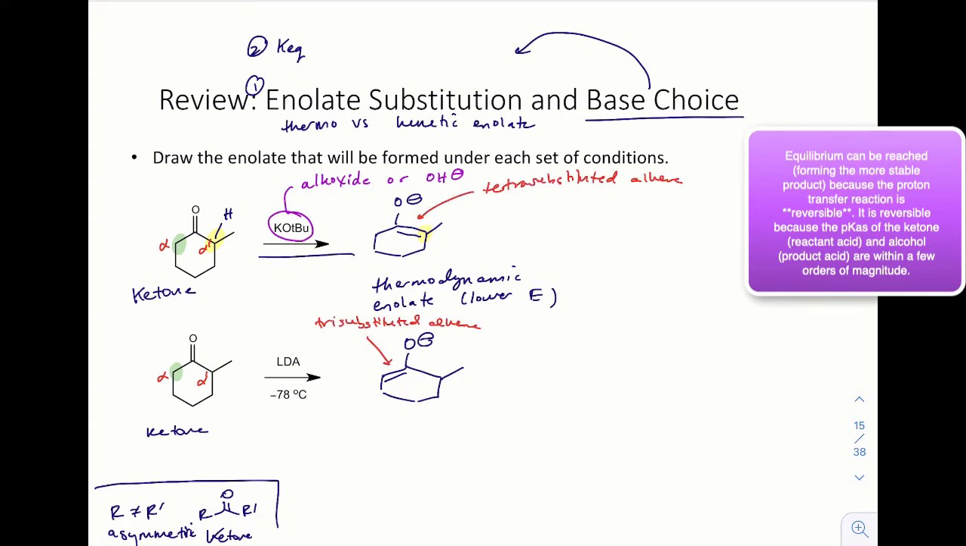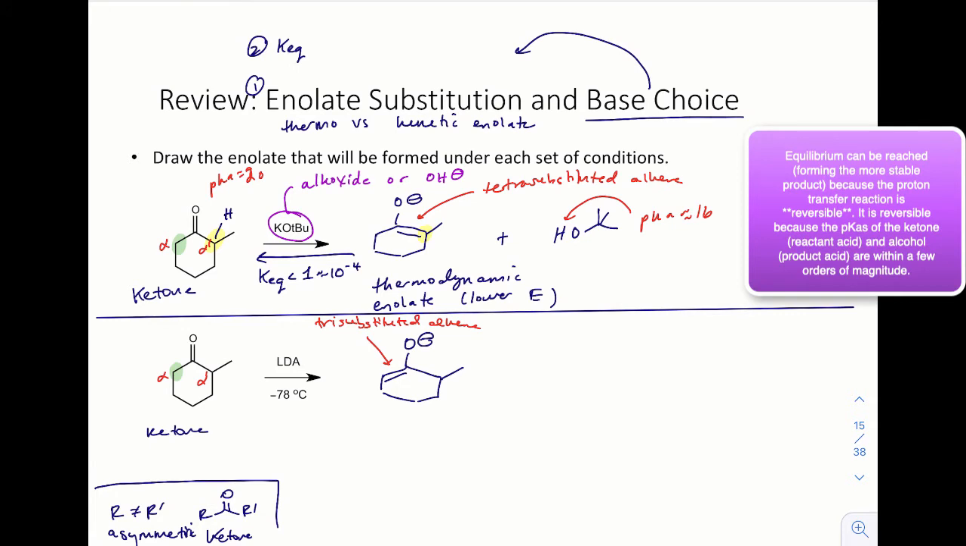However, the equilibrium constant for forming this thermodynamic enolate is certainly less than 1. It's on the order of about 10 to the negative 4. The pKa of a typical ketone's alpha carbon is about 20, whereas the pKa of the conjugate acid of t-butoxide, t-butanol, is about the same as water, so about 16.